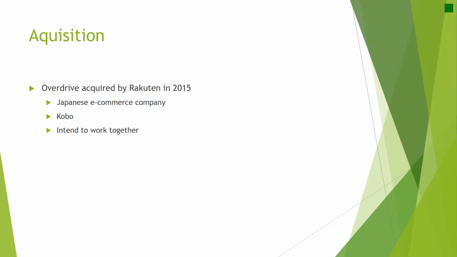Overdrive was acquired by Rakuten, a Japanese e-commerce company, in March of 2015. Rakuten owns another company called Kobo, which is an e-reading device and service. Based on an article from Library Journal in March of 2015, Overdrive and Kobo intend to work together to enhance their abilities to deliver world-class digital content and reading technology services. Utilizing the resources of both organizations will benefit users by creating services that are easier to use. Accessing content can only get easier. The hope is that more content and services will also be available in the future.